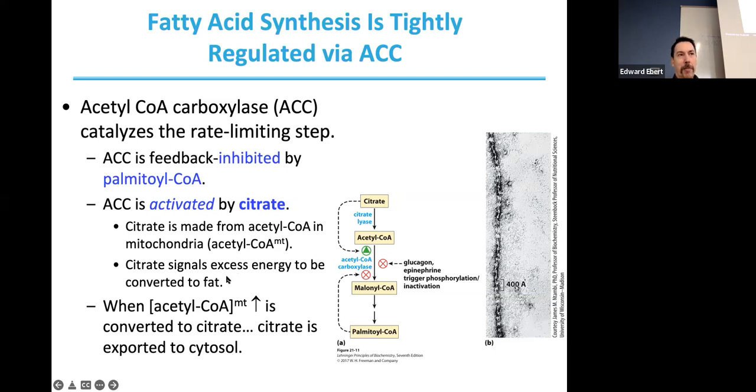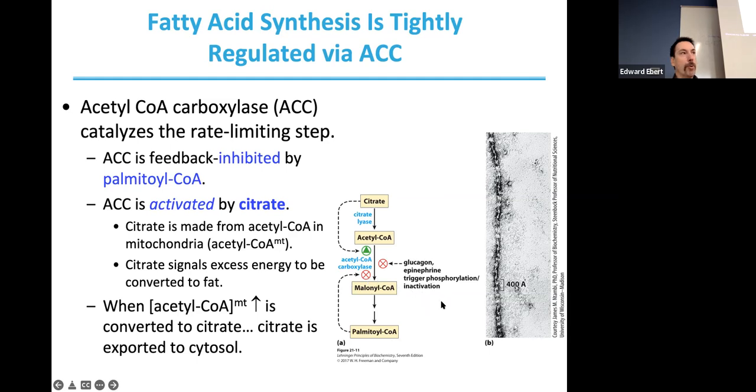Basically, having high levels of citrate indicates excess energy, so we can store that long term as fat. And we see here again, that's just kind of going out that way. All right, so citrate is kind of a feed forward activation. Palmitoyl-CoA is a feedback inhibition.